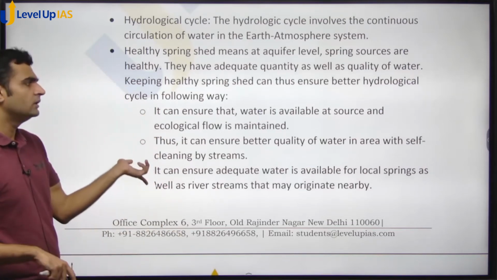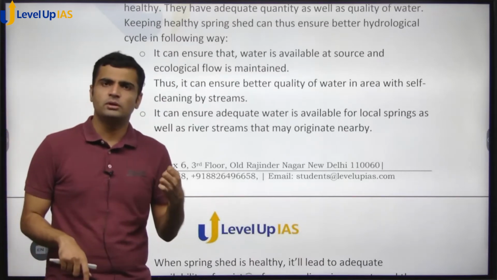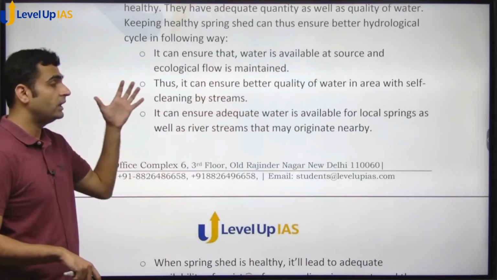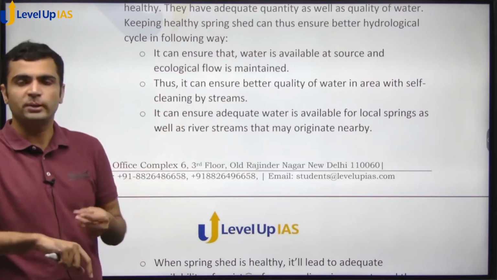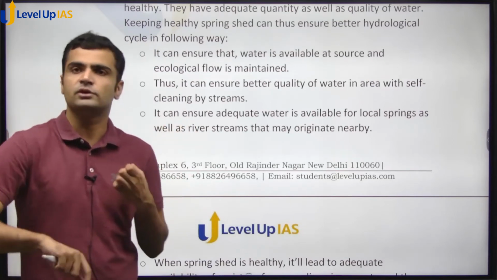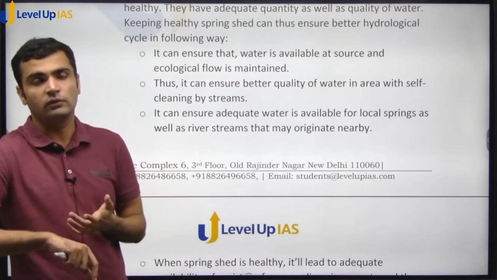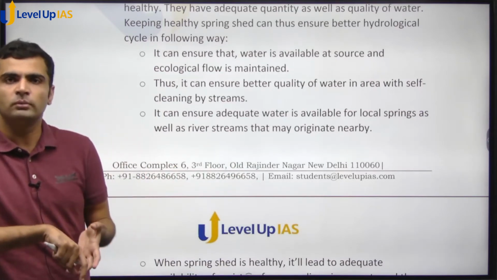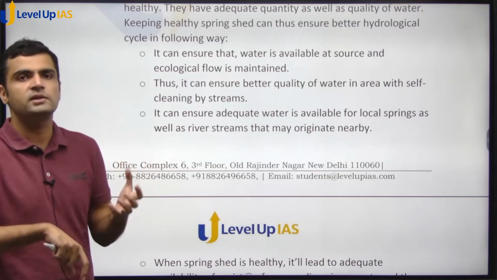What is the way? This is again a very logical point. It can ensure that water availability at the source and ecological flow is maintained, because this is the source of springs and rivers in the area. So if at aquifer level there is enough quantity of water, there will be enough quantity at spring and river level. So ecological flow will be maintained. Again, when ecological flow is maintained, that is the natural cleaning system of the river.